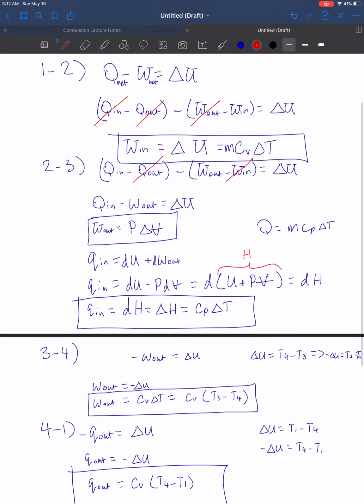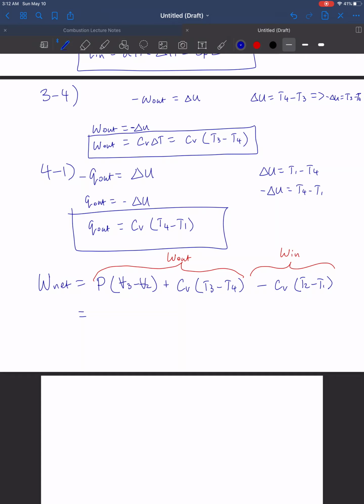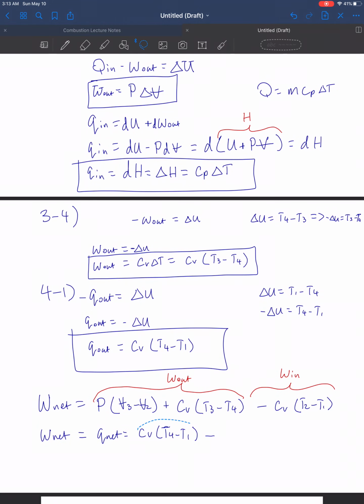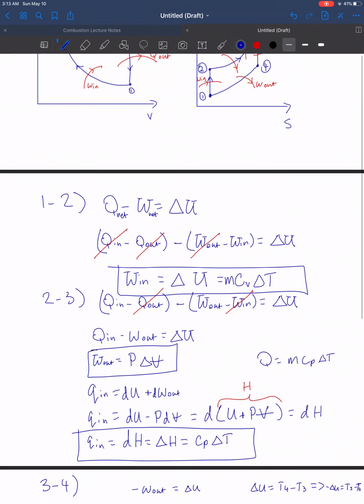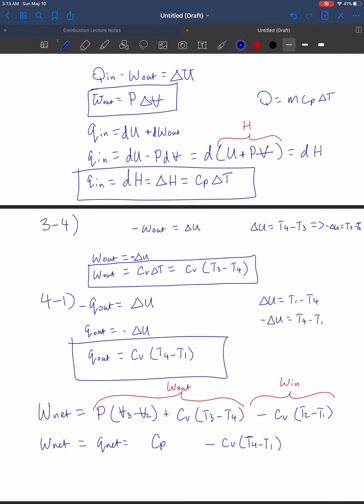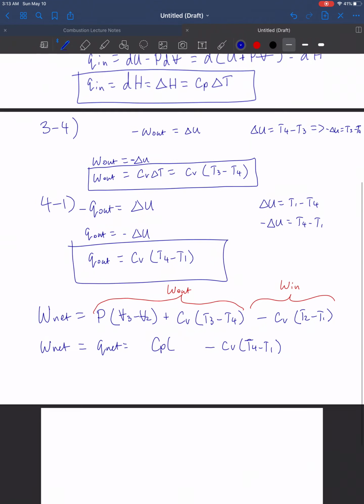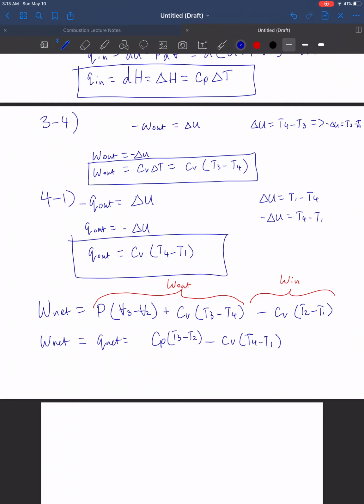Now, I could also use that to find my work net, which is also equal to my Q net. Now, Q out, I've seen, is CV T4 minus T1 written right there above, right? Now, Q net is actually going to be Q in minus Q out, not Q out minus Q in, right? So you have to be a little bit careful for that. So my Q in is going to be what? CP delta T. Let's see, is T3 higher than T2? Yes. So T3 minus T2. And that will denote your work net as well. And that's also maybe if they ask you for Q net.